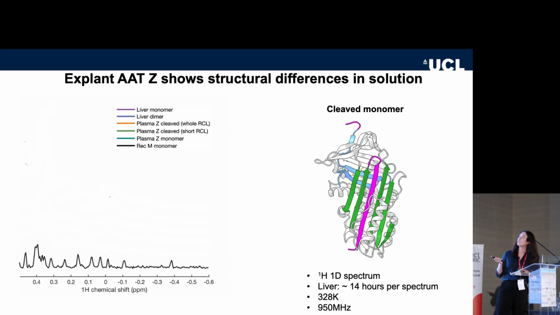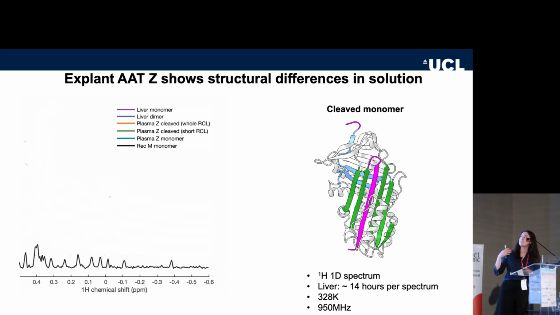So if we have the recombinant wild-type monomer compared to monomer that's taken from antitrypsin deficient patients, it obviously has a very different spectral profile. And then if that same material has been cleaved so that it has a short inserted strand, it again has differences that are distinct from something that has the full inserted strand. So based off of these, we can look at our liver samples.